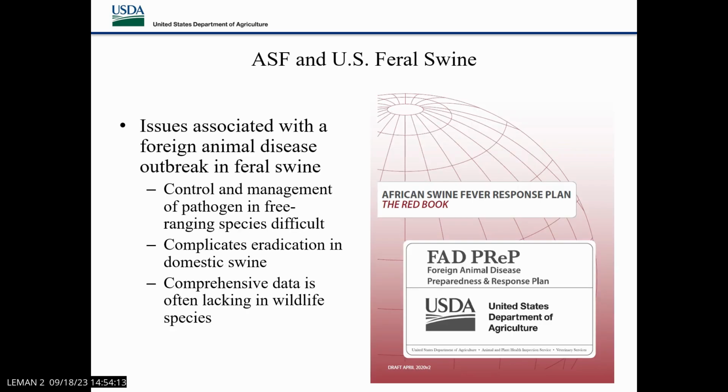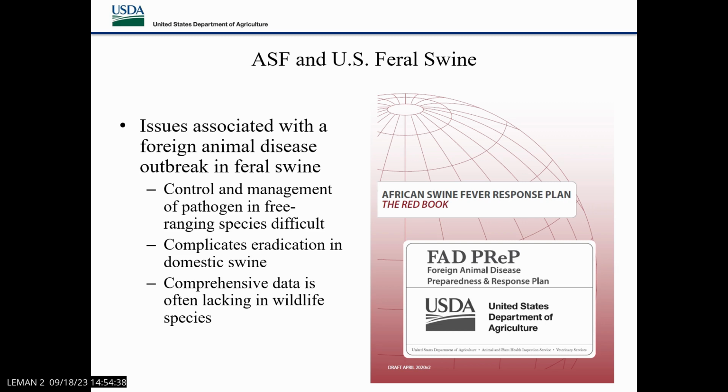So from kind of a 50,000 foot view is the ASF Red Book. It really talks at a high level about thinking about ASF breaching the U.S. And it's really, really domestic swine oriented with just a couple of sentences about feral swine and what we could anticipate. So when we think about a foreign animal disease introduction event in wildlife, it's very distinct from how we think about it in domestics.